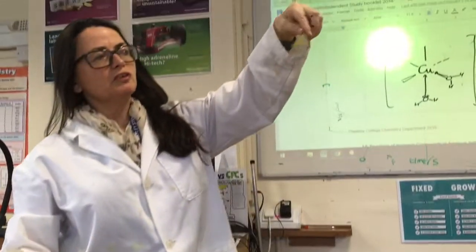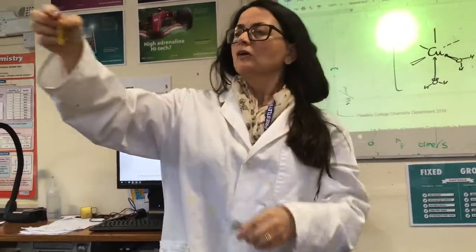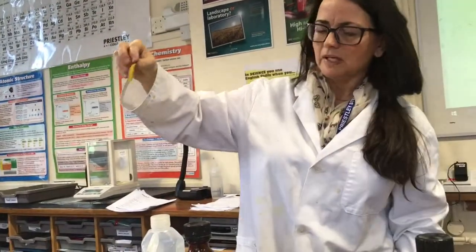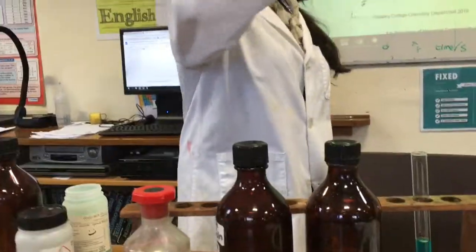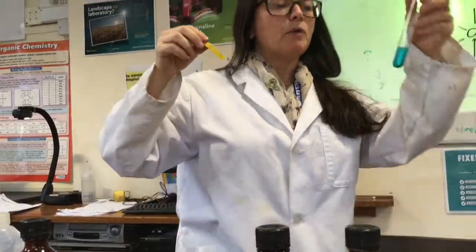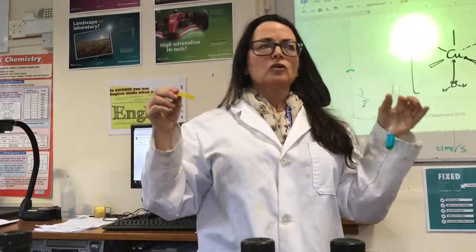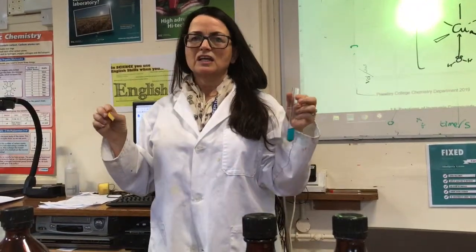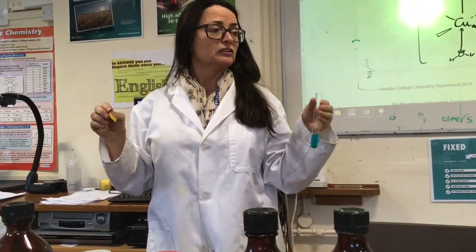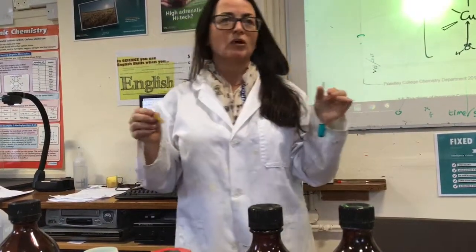Let it develop. It's not very exciting, but you can see that it goes green. Okay, so it's gone greeny. So if I was to take that and pop it into the copper solution, what colour do you think that universal indicator paper is going to go? Any change, slight tinge, any colour, what colour do you think it's going to go?